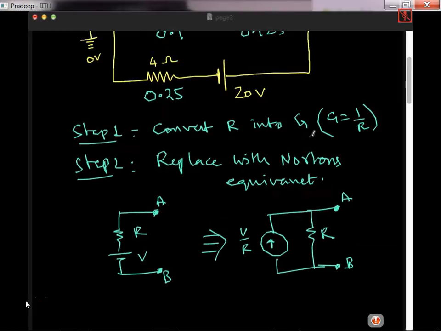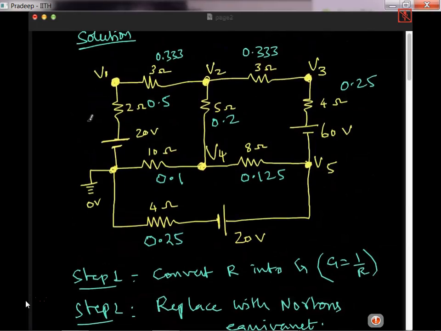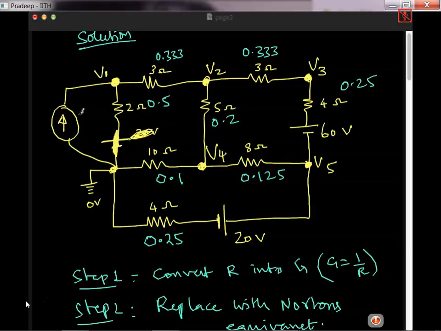So let's do that here. Look at the circuit. 20 volts is the voltage source and 2 ohms is the resistance. So I can just replace it with a parallel current source. I can just short circuit the voltage source, and then replace it with a current source. So this is short circuited, so this 20 volts is not there. And how?